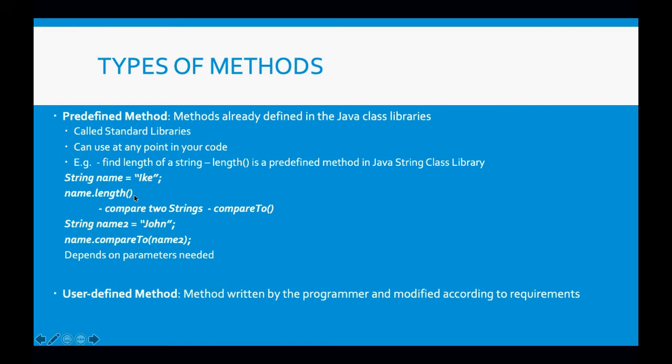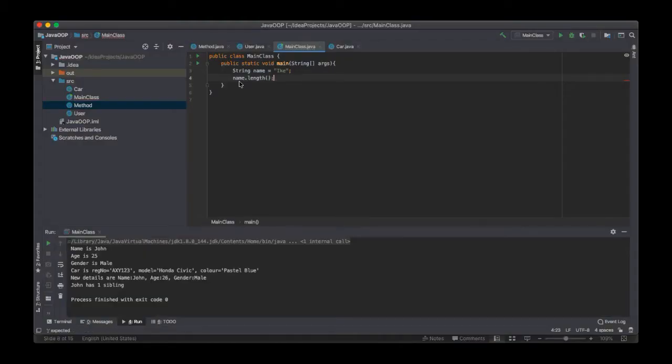So we go to our IntelliJ, and we go to the main class. If I declare a string, and I call it name, and I assign it the value of Ike, and I say name.length, it will print out the length. And I think I'm going to put it in.